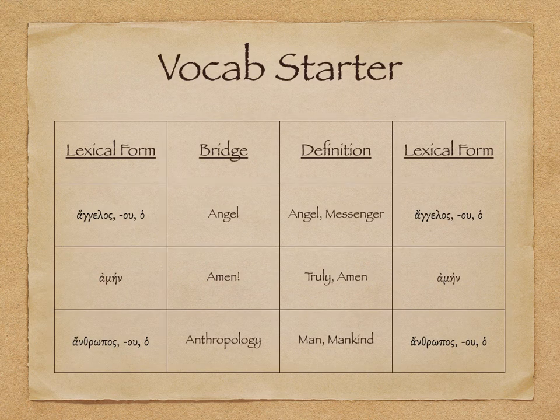Last slide, vocab starter. Here you have the lexical form of the word, a bridge, some link to help you know the definition, and then the lexical form again. Angelos, the bridge, an angel. This bridge is something I've come up with. You may come up with your own and be creative as we go. Notice the third one down, anthropos, anthropology, man or mankind. And in the middle, amen, sounds like amen. Develop some kind of a chart like this and it will help you to learn vocab as we progress.